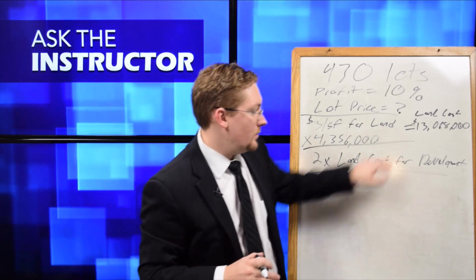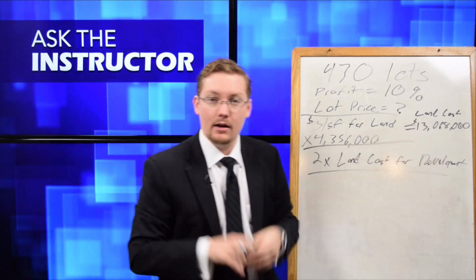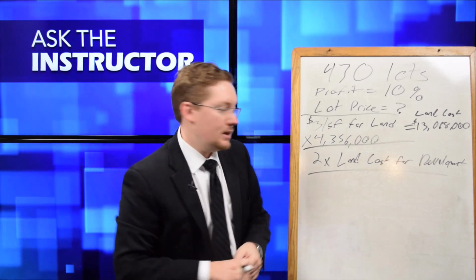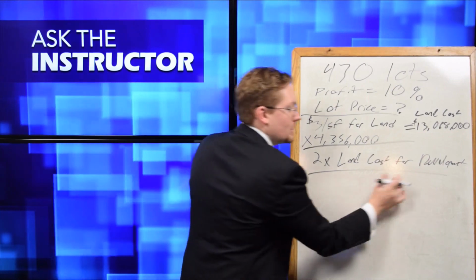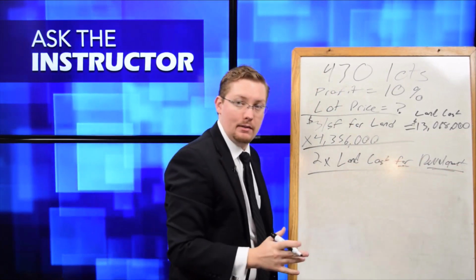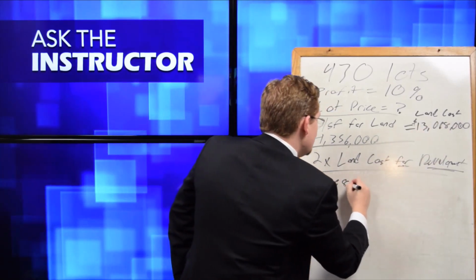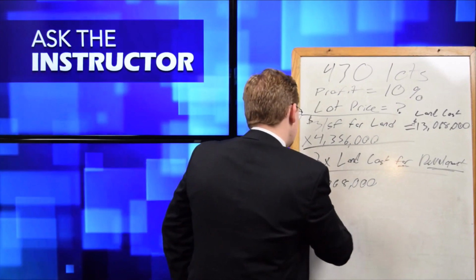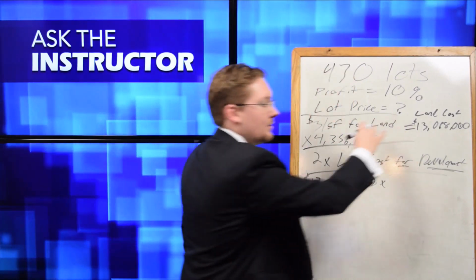It basically means that we double this and that's how much it costs for development, but we still need to add back in our original land cost. Because we have how much it's going to cost us to develop it, but that's not factoring in the land. This is just for development. So 2 times the land cost for development. So we're going to take our land cost of $13,068,000, and we're going to go ahead and multiply that by 2 and add it back in.